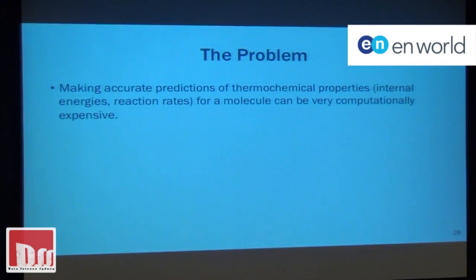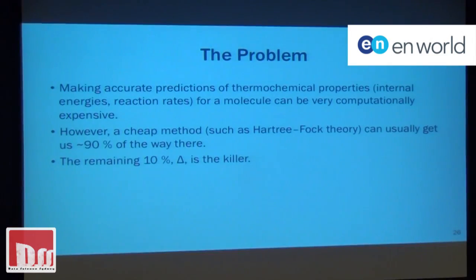You're up around that Ferrari region of that plot from before. But in a lot of cases, a cheap method, Hartree-Fock, right at the bottom, actually gets us 90% of the way there, just like the 1990s Toyota Camry will get us 90% of the way there. So the remaining 10%, which we're going to call delta, is the killer. That remaining 10% is a calculation that takes weeks, basically. So can we use machine learning to give us the extra delta?